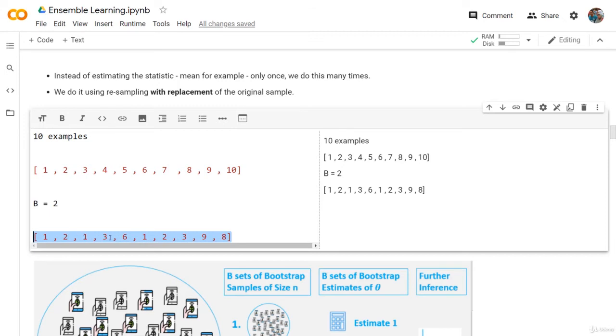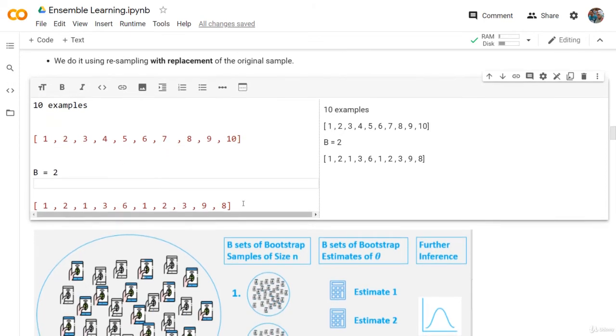1, 2, 3, 4, 5, 6, 7, 8, 9, 10. And we have repeated examples. So 1 is repeated 3 times, 2 is repeated 2 times, 3 is repeated 2 times also, right? And 7 is not here, 10 is not here, 4 and 5 are not here, right?